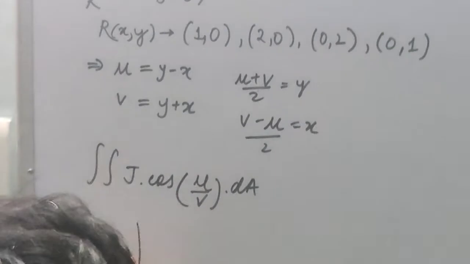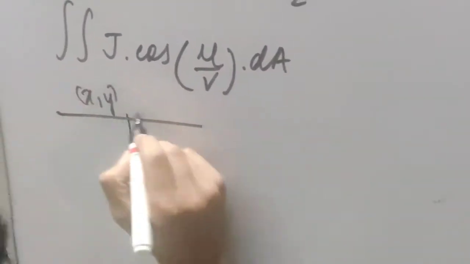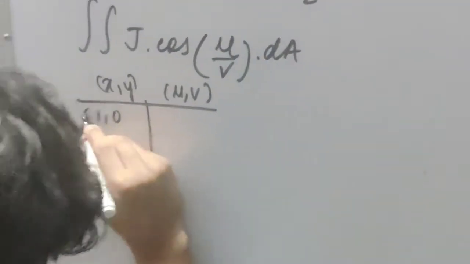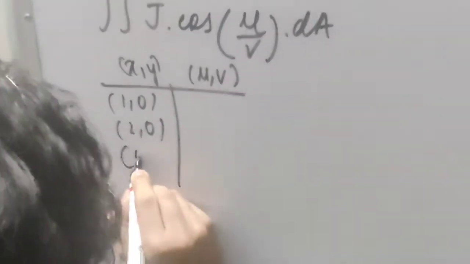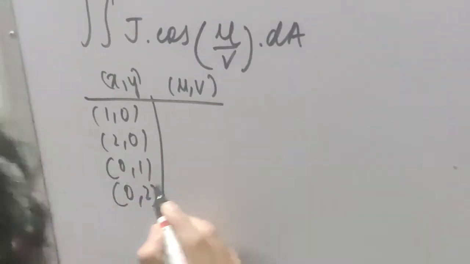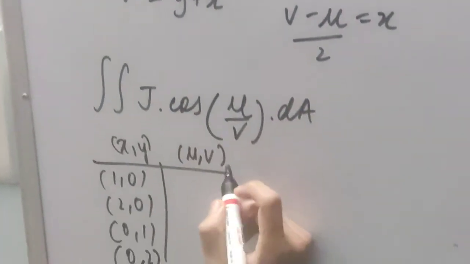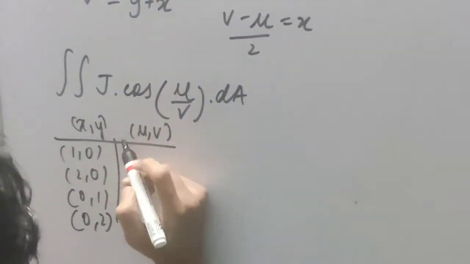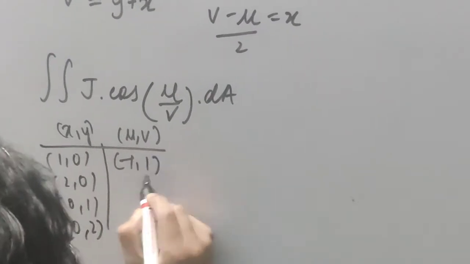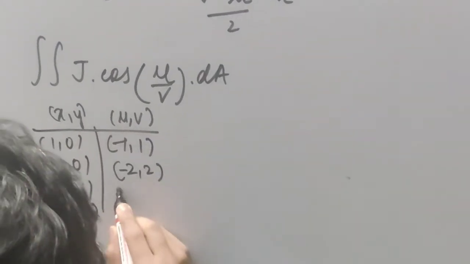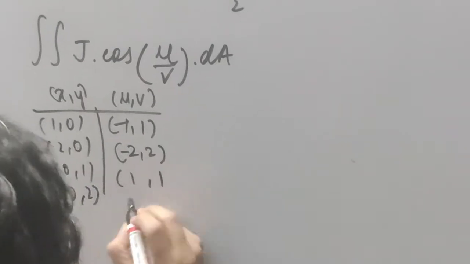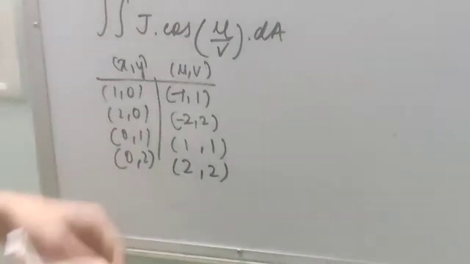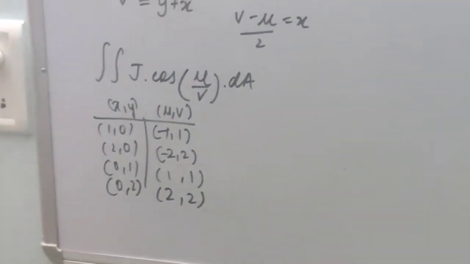So we'll plot x and y, u and v. We have the given values in terms of x and y. To get the values in terms of u and v, we'll put these values in these equations. And we'll get the values as follows: minus 1, 1; minus 2, 2; minus 1, 1; and 2, 2. I've done this question twice or thrice now, so I have memorized the values, but you can do it on your own.